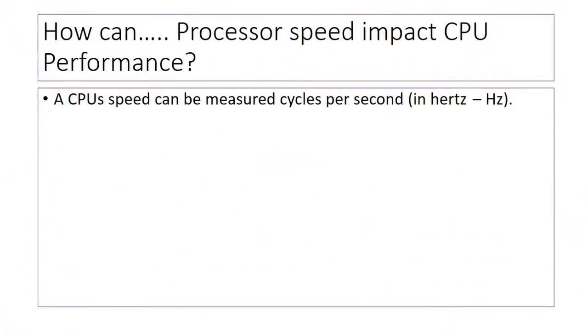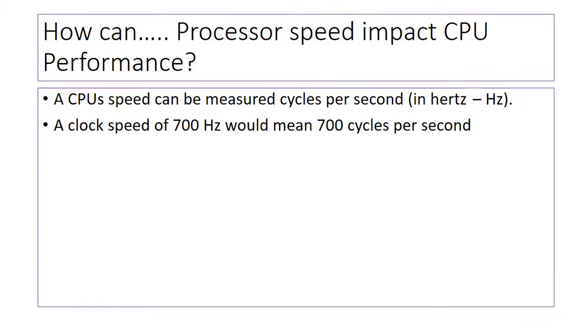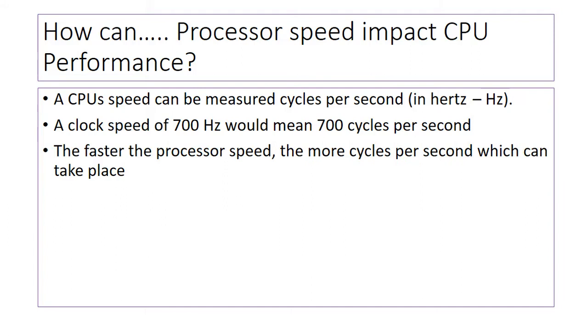If we look at processor speed, a CPU speed can normally be measured in cycles per second: hertz, kilohertz, megahertz, gigahertz, terahertz. A clock speed of 700 hertz would mean 700 cycles per second. So obviously the more cycles per second you are doing, the faster it's going to be processing instructions, which means the faster the PC will be working.